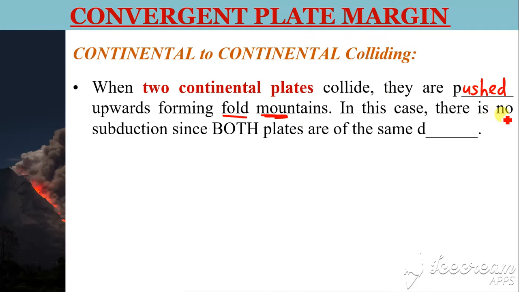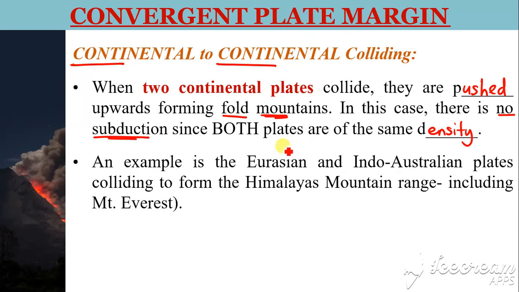In this case, there is no subduction, and this is because both of these plates are of the same density. Because of course we have a continental and a continental crust or plate colliding, so they're of the same density. An example of this is the Eurasian plate colliding with the Indo-Australian plate to create the Himalayas mountain range. And this includes Mount Everest.